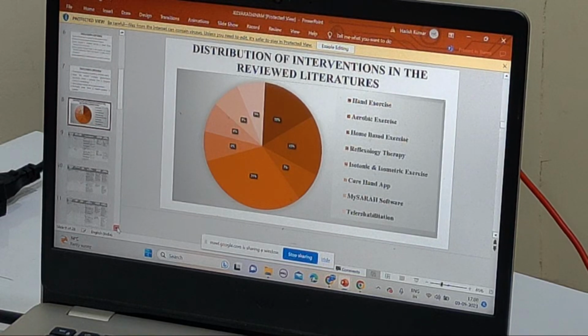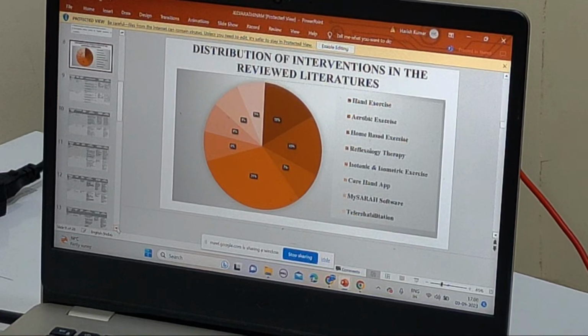Now let's delve into the distribution of interventions we found in the reviewed literature. If you look at this pie chart, it consists of 8 different types of intervention with different approaches, and the interventions involved in the reviewed literature are mentioned in percentages. These are the interventions and approaches involved in the included studies, and we look into a detailed description of these studies, from hand exercise to daily rehabilitation.